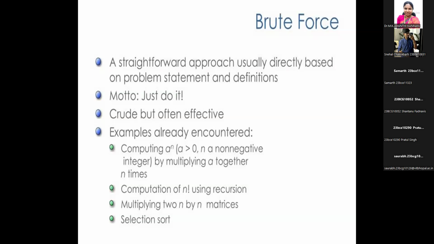First row of the first matrix is multiplied with all the columns in the second matrix. Second row with all the columns. Third row, all the columns, if it is a 3 cross 3 matrix. So the same common logic. And in selection sort also, we are using the same brute force method.